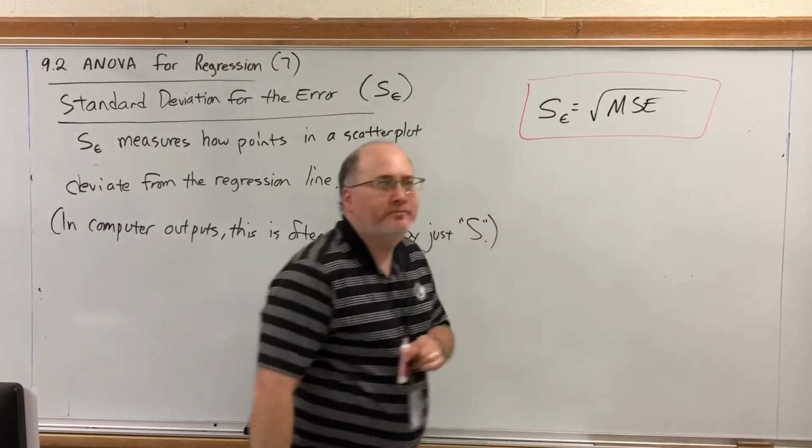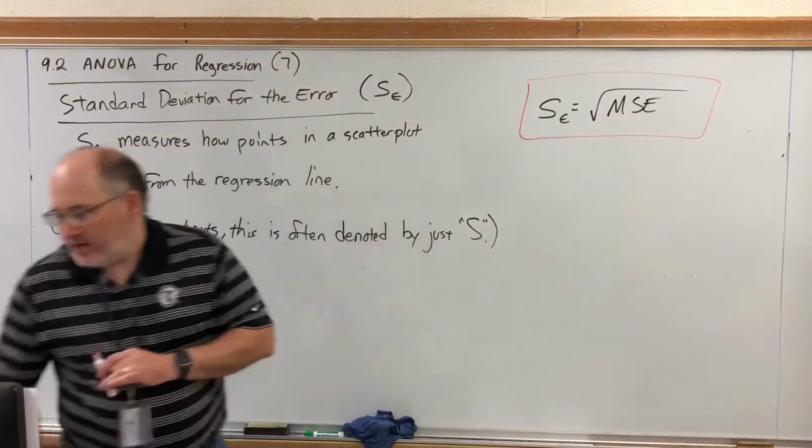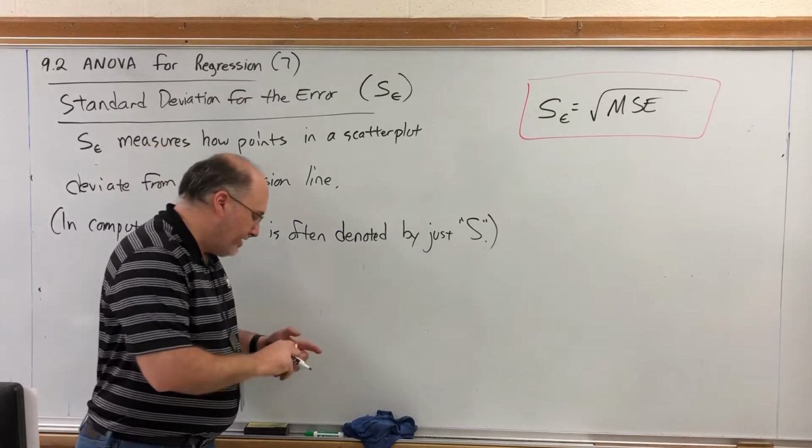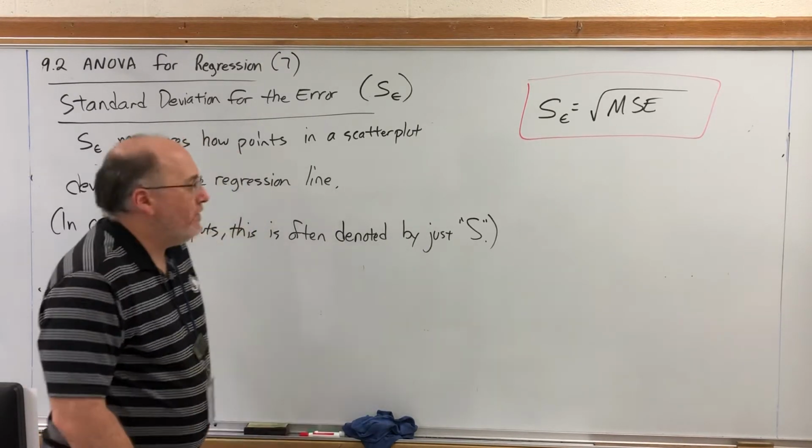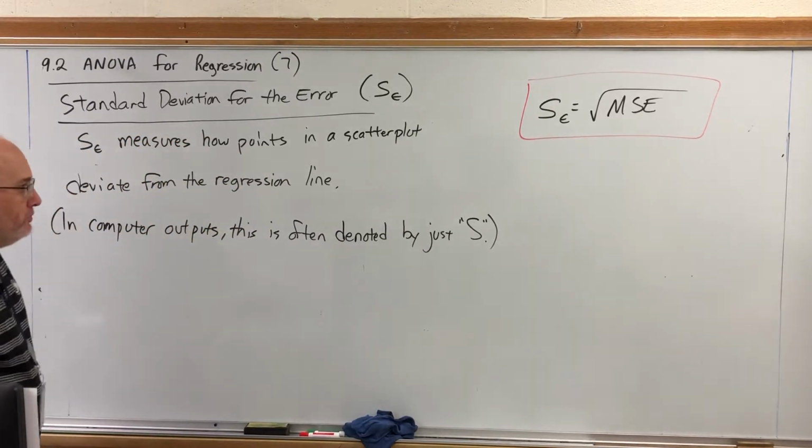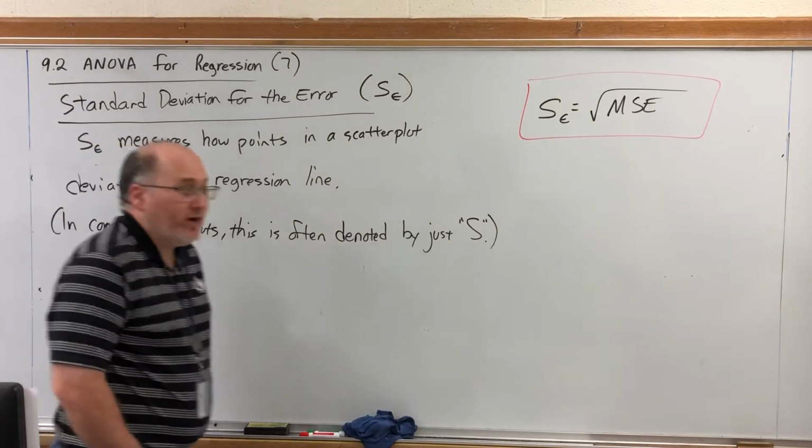That's it. Why is it that? I refer you to page 597 for more details. So if you have ANOVA output, you'll have the MSE and you can calculate the standard deviation of errors directly.